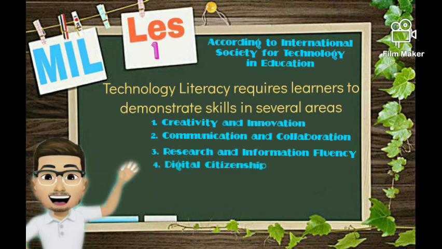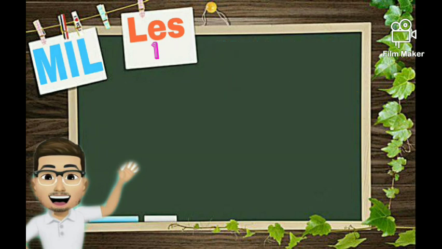Fourth, we have digital citizenship. Learners understand what it means to be a citizen in the digital world and practice ethical behavior when they use technology. And then lastly, we have technology operations and concepts. This is the part where learners illustrate an understanding of technological systems and concepts. So those are the things that you need to know before dealing with the subject media and information literacy.